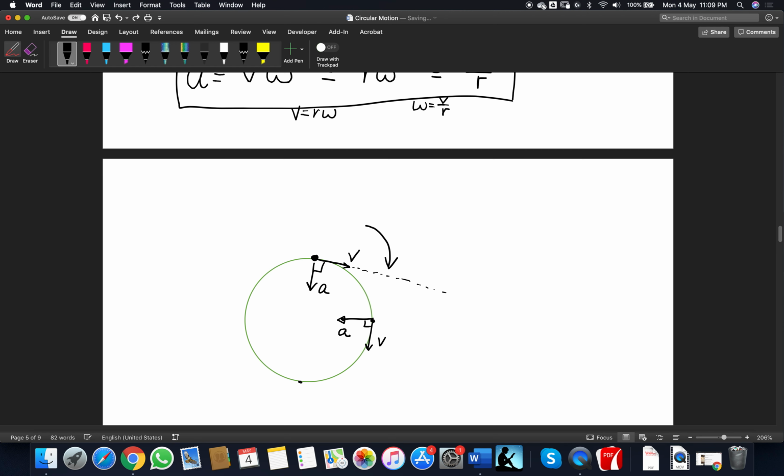So I've shown you the direction of the velocity and the direction of acceleration in different positions. I hope you can understand the concept of the centripetal acceleration. It's always towards the center. But I'm not drawing to scale.